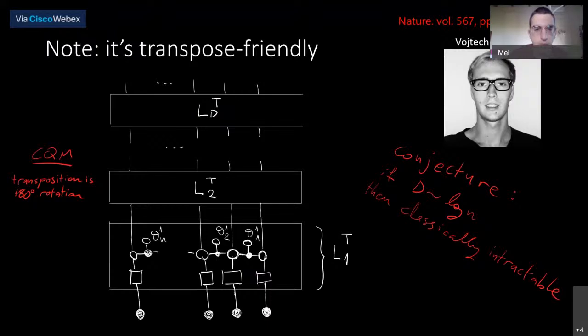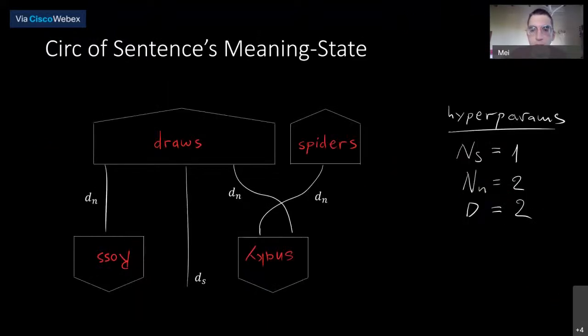It's just 180 rotation. So reaching the end of the talk, what I want to show you is an explicit example of a sentence diagram, which shows its meaning state preparation as reshaped by the first method, which creates this bipartite graph. And I'm going to give some specific values just for the example to these hyperparameters here.